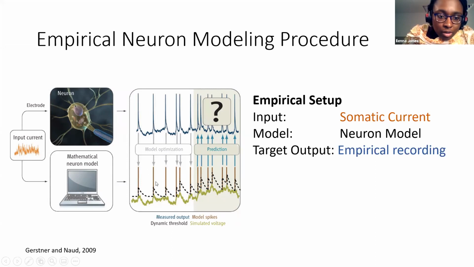What you do in order to make it match is some form of optimization or training of the neuron model. And when that neuron model, given some input, produces an output that matches the empirical recording, you have a good neuron model. And this can be used to test counterfactuals and other conditions that you may not have tested in the original neuron, and so on. It's very useful.